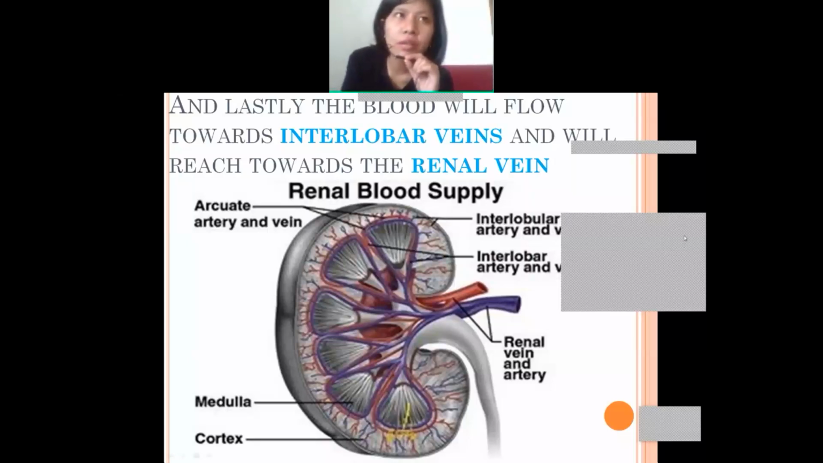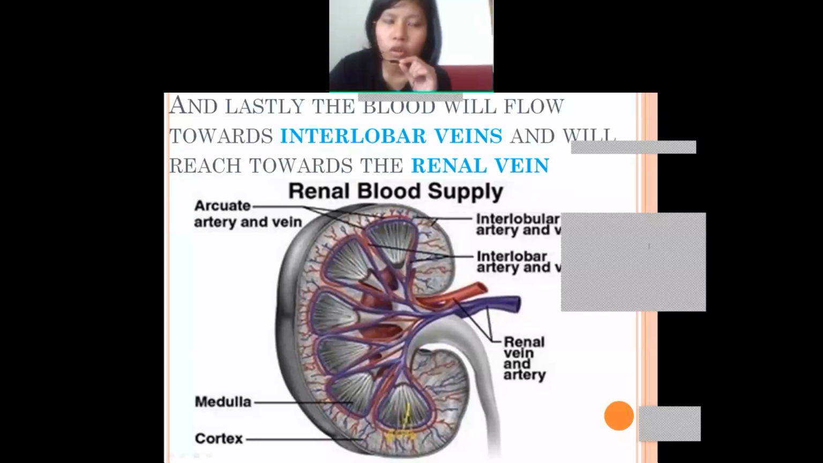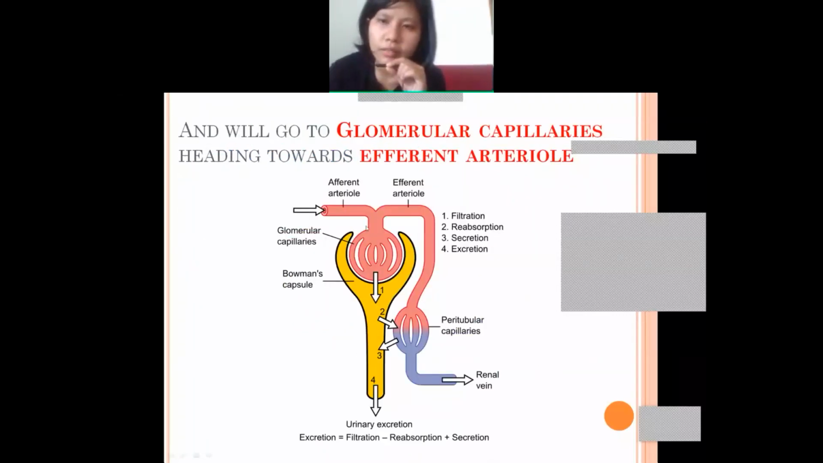After the efferent arteriole, where will it go? Which artery? What artery? Glomerular capillaries. Wait, let me show you. Okay, afferent. Then after that, this one, right? The glomerular capillaries. And afterwards, it will go to the efferent arteriole. And after the efferent arteriole, it will go to which capillaries?